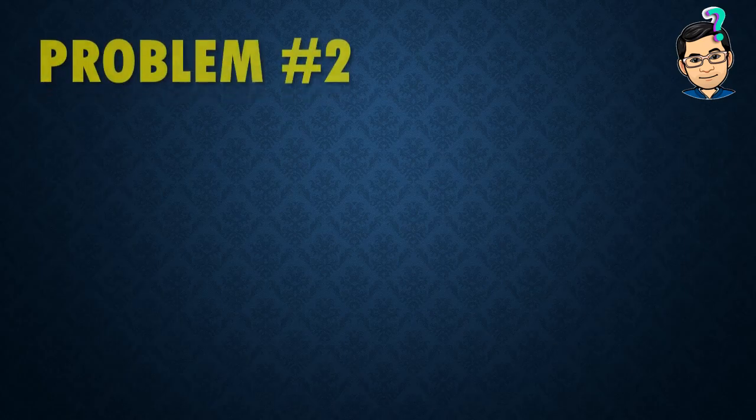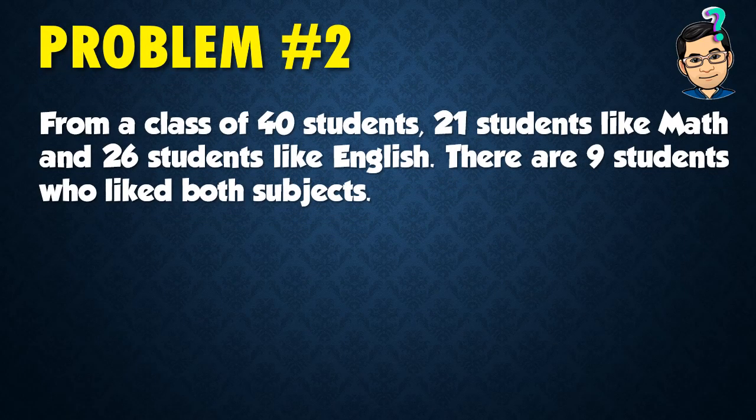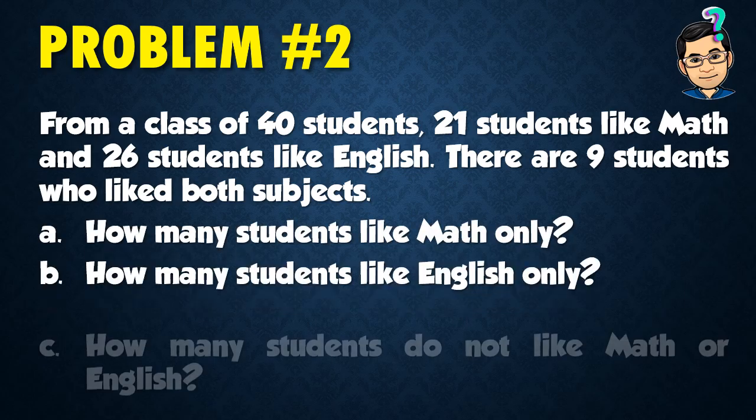So, let's have problem number 2. From a class of 40 students, 21 students like math and 26 students like English. There are 9 students who like both subjects. So, dito sa problem na to, nakalagay na yung U, yung universal set, yung total number of students, which is 40. So, sasagutin lang natin yung mga tanong na yan.